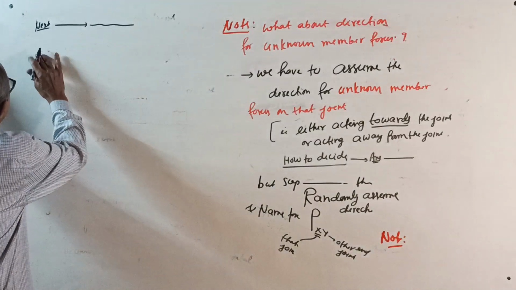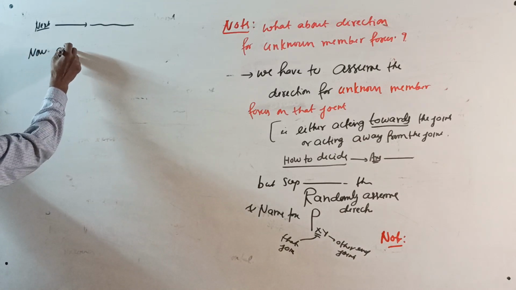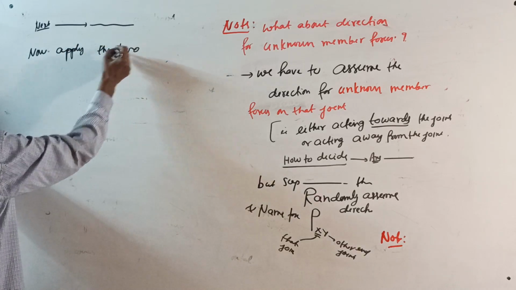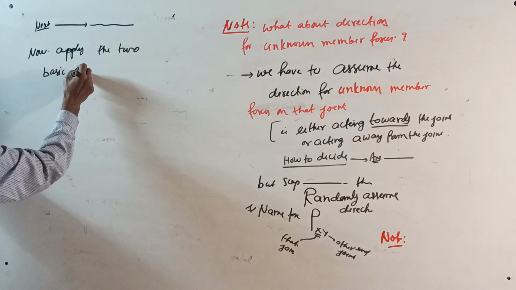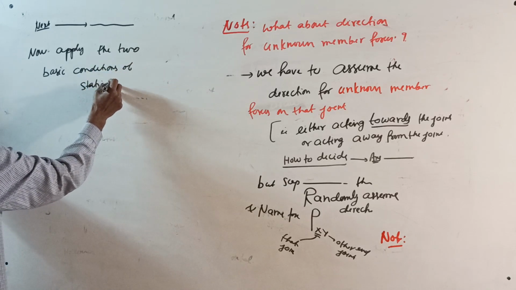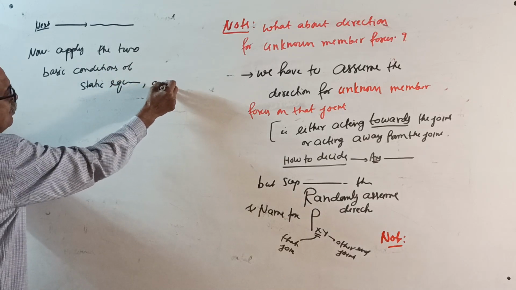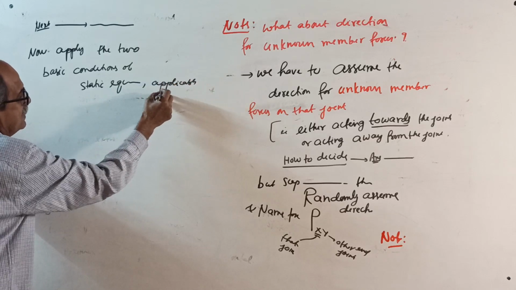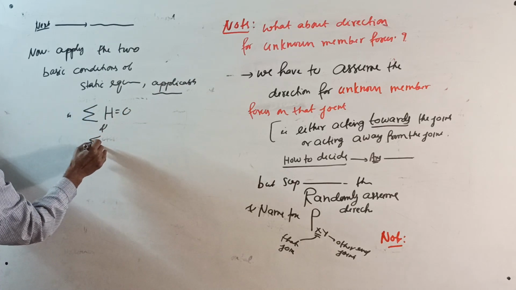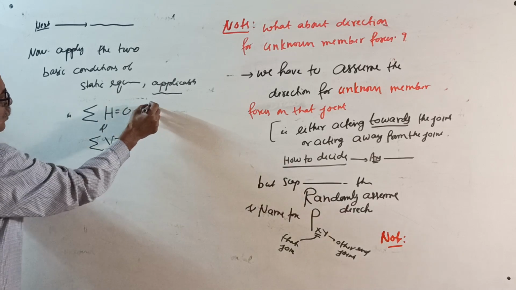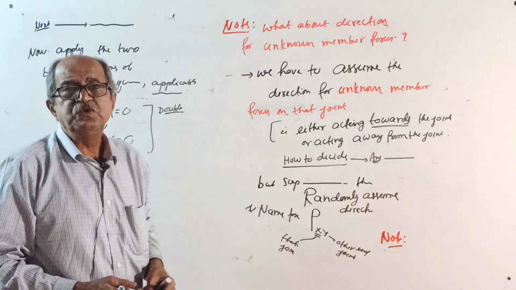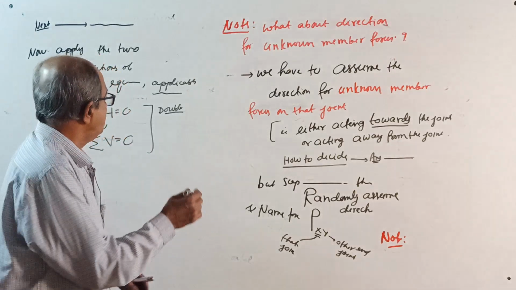Okay. Next. Now, apply the two basic conditions of static equilibrium applicable for a joint, that is sigma H = 0 and sigma V = 0. Now, one doubt comes. Which one first? Make a note here. Which one first?